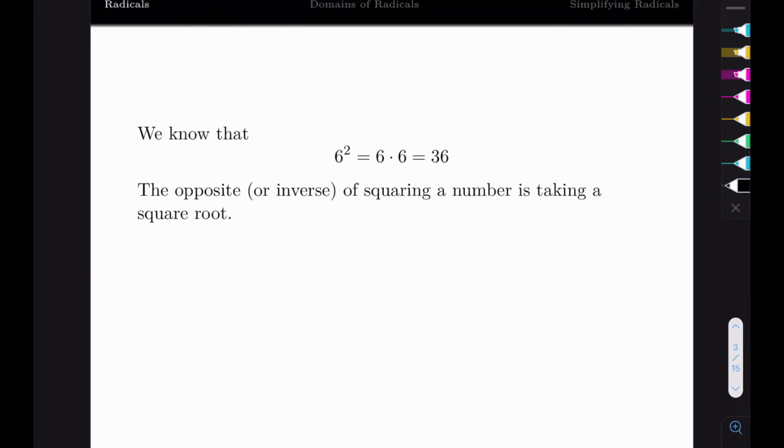So we've worked with exponents a lot already in this course. And we already know that that exponent is representing repeated multiplication. So if we take 6 squared, it's the same thing as 6 times 6, which we know is 36.